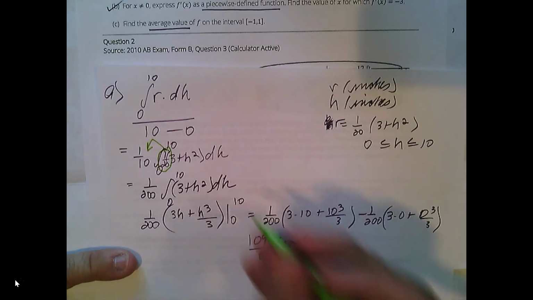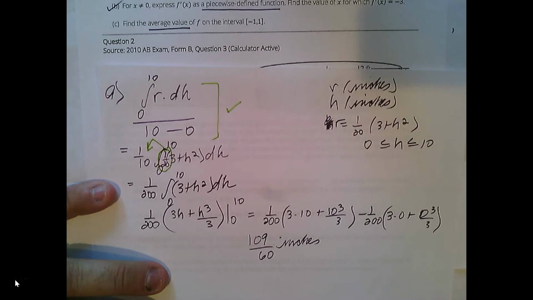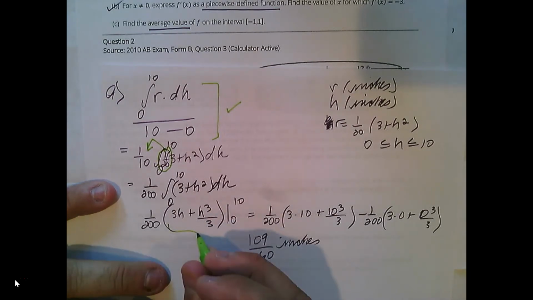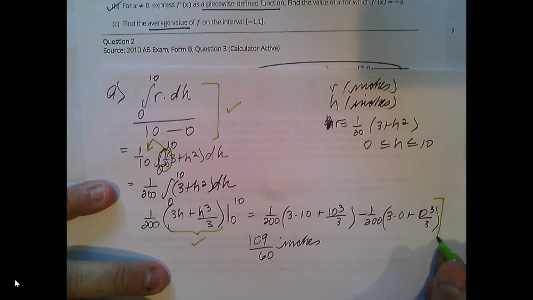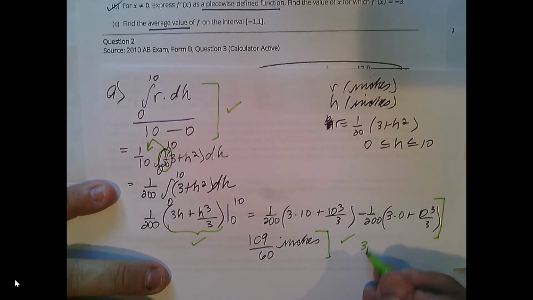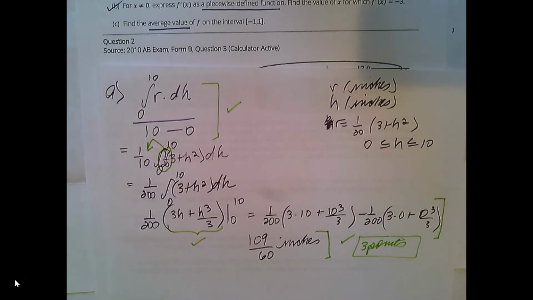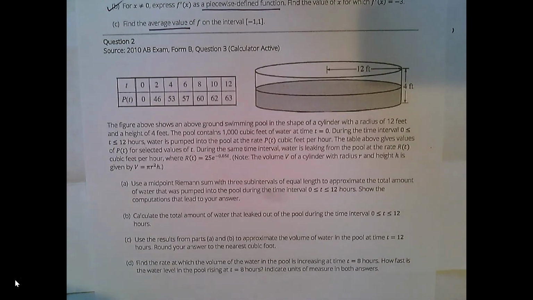In terms of points, they awarded 1 point for the setup for the average value, 1 point for finding the antiderivative, and 1 point for getting to the numerical answer, either the unsimplified version or the simplified version, for a grand total of 3 points. Not too bad. I saw some students who did pretty well with this. Let's keep going though. Part B.